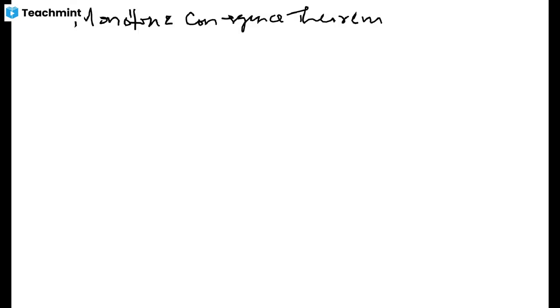We began an important theorem in real analysis. In the whole of this branch, another important result is the monotone convergence theorem. For this, we first define what we mean by a monotone sequence. Let me first define.